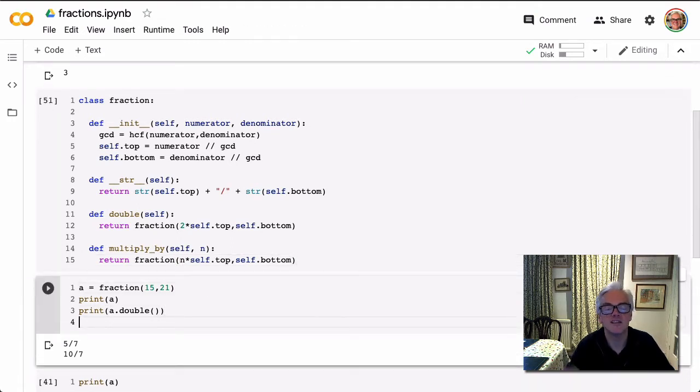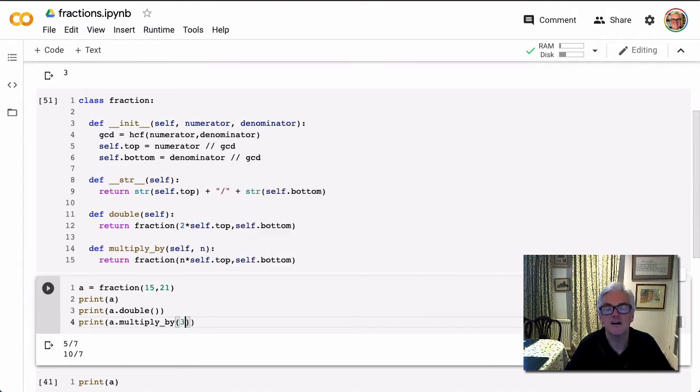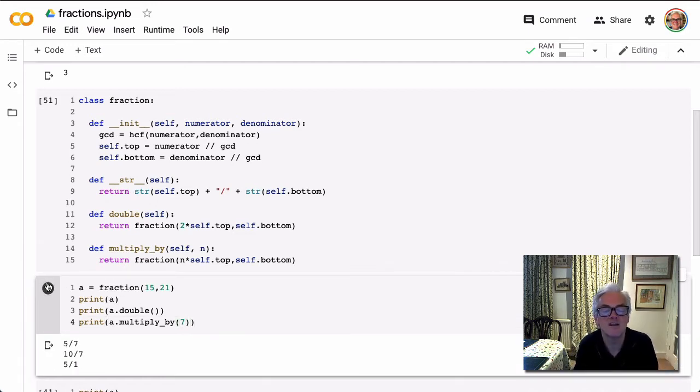Okay. So I've got print a double, then we can do the same thing here, print a dot multiply by, and then let's give it another thing in there. So if I give it 7, that should be interesting. So we have what's 5/7 times 7. I should get the answer 5 coming back out of this. Let's see how that actually gets displayed, shall we? Okay, 5/1, which we can call 5, I'm sure.